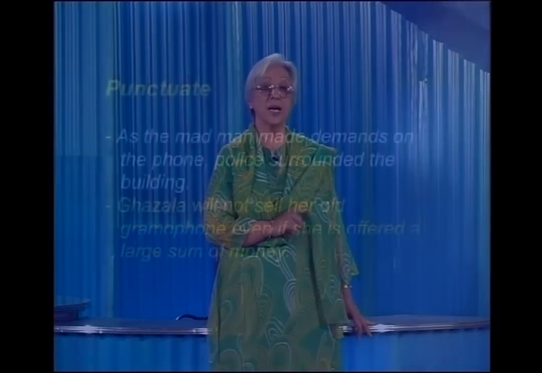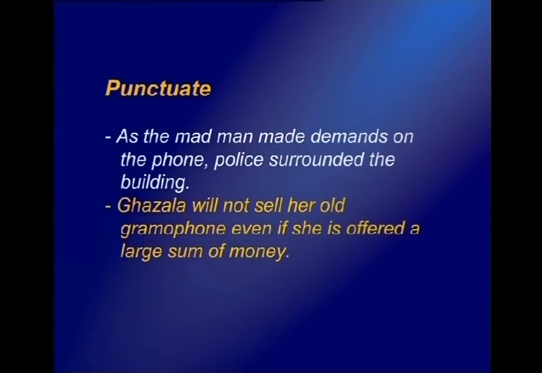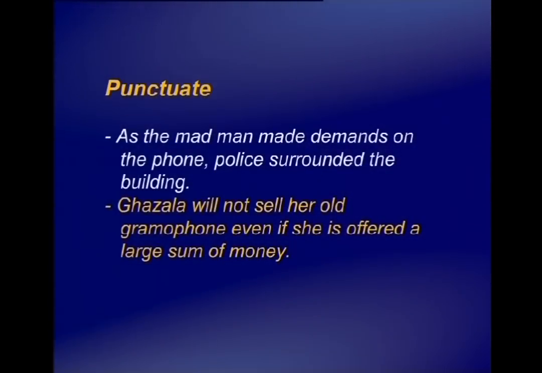Look at another complex sentence. See if you can spot the independent and dependent parts of the sentence. Example: Ghazala will not sell her old gramophone even if she is offered a large sum of money. In the examples that you have just seen, the words although, as, and even if introduce statements that are dependent. There are various other dependent words also known as subordinating conjunctions.